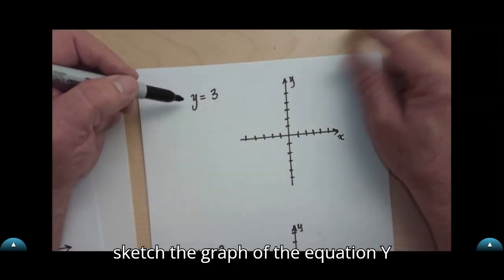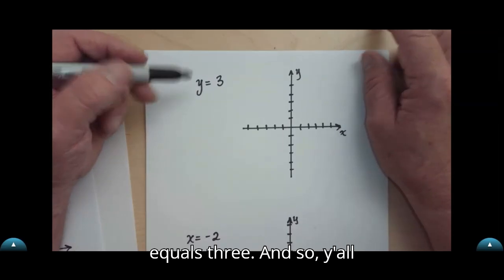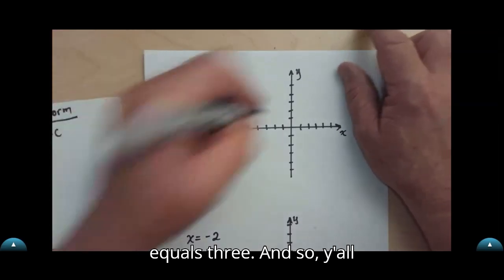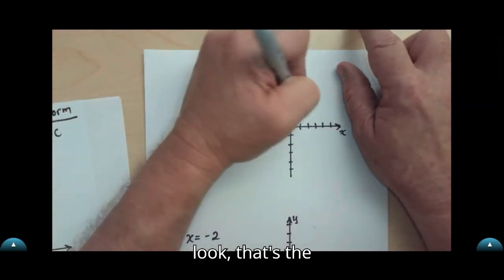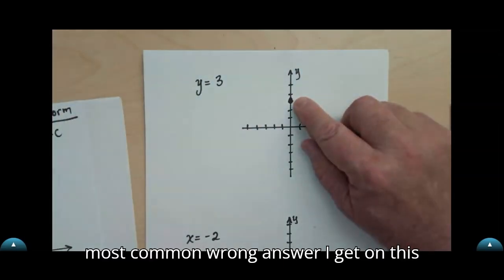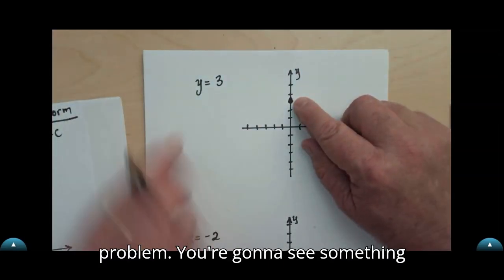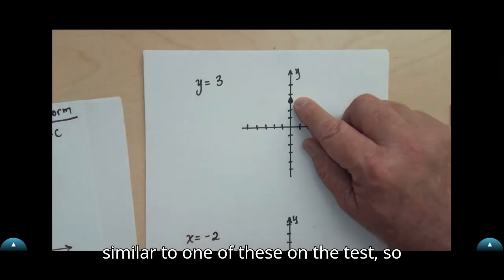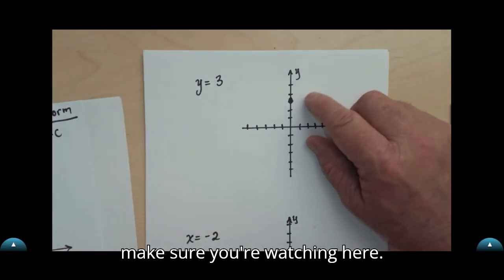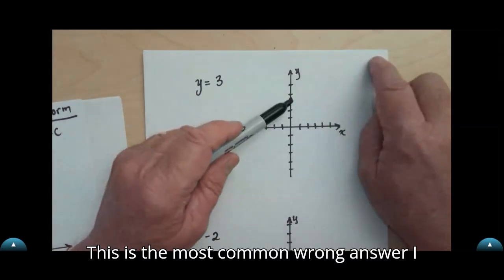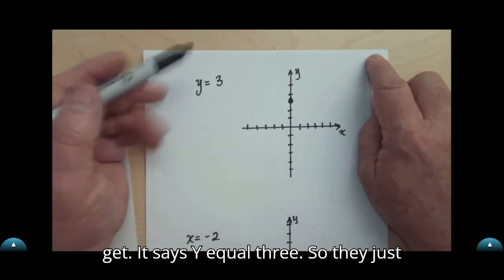Sketch the graph of the equation y equals 3. And so, y'all look, that's the most common wrong answer I get on this problem. And you're going to see something similar to one of these on the test, so make sure you're watching here. This is the most common wrong answer I get. It says y equals 3.